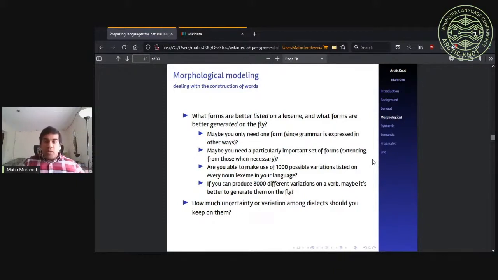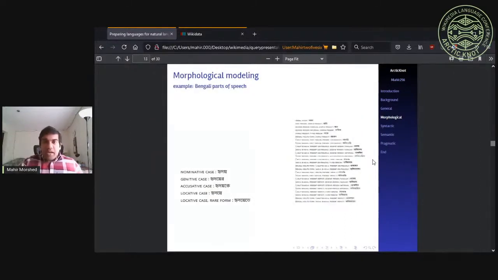And of course there are languages like Basque and Swahili which have a bunch of different variations. Beyond that, there's also the question of how much uncertainty among dialects you should keep on these lexemes. To discuss these, we can talk about how Bengali does things. On the left column, we see forms for a Bengali noun. And on the right, we see maybe a quarter of the forms on a Bengali verb. We've made the decision as a language community to only really use four and maybe five different forms on nouns, and then specify the 100 or so forms on verbs because they're not easily generatable, or at least they're important enough for our purposes that they're worth specifying in a particular verb lexeme.